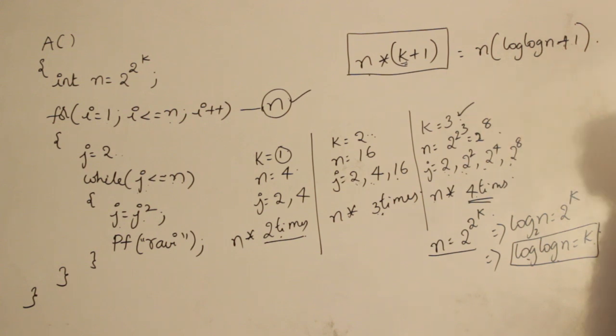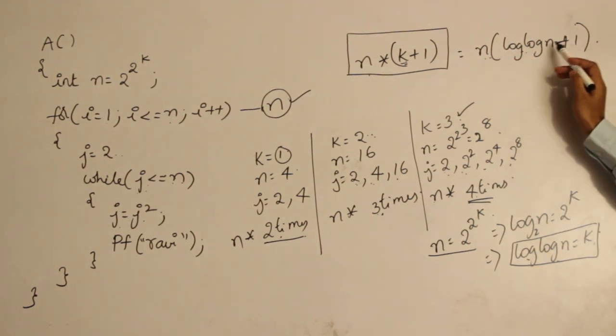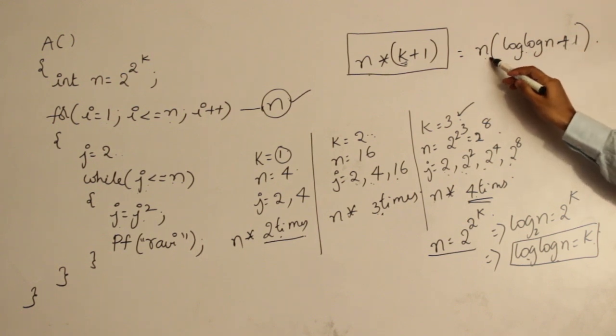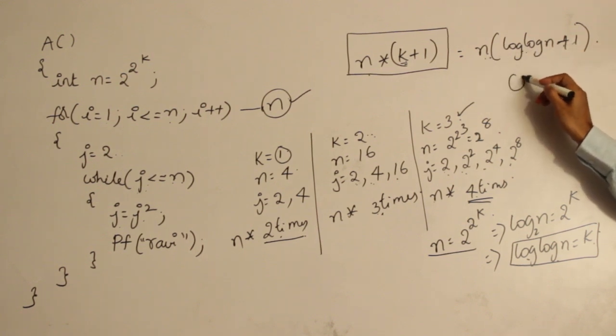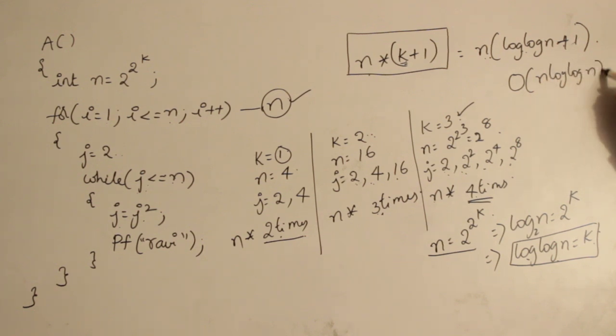So what is the leading term here? The leading term is n into log n. So the total expression is n into log n plus n, in which the leading term is n into log n. Therefore you can say that the time complexity is n into log n. Okay, so this is the time complexity of this algorithm. Fine.